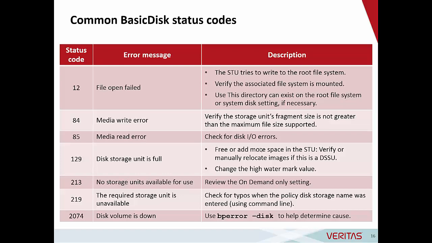Status code 12 is a file open failed, and status 12 is actually something NetBackup is doing on purpose. NetBackup kicks up this error when it's being instructed to write data to a directory on the root file system or the system disk in Windows. And by default, NetBackup doesn't want to do that. The default setting for basic disk storage units is never to write backups to root or to the system disk.